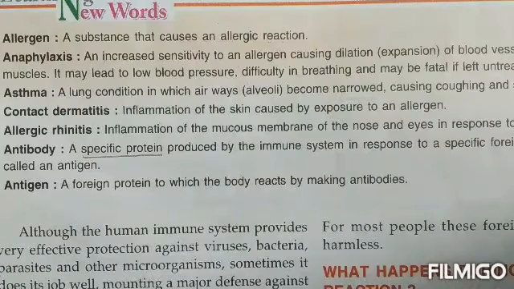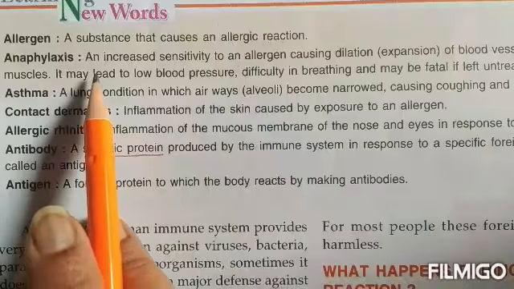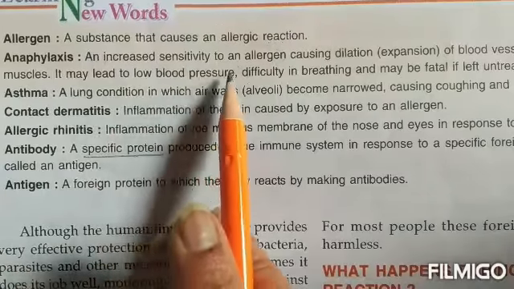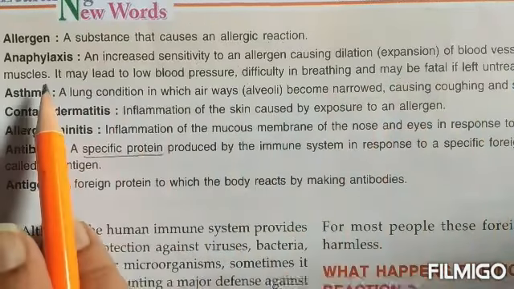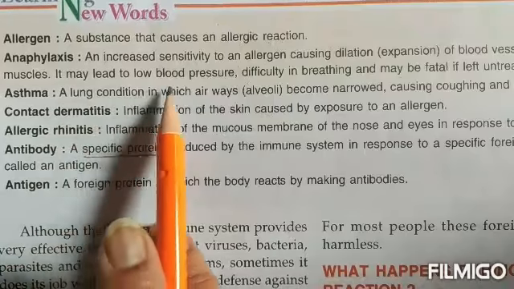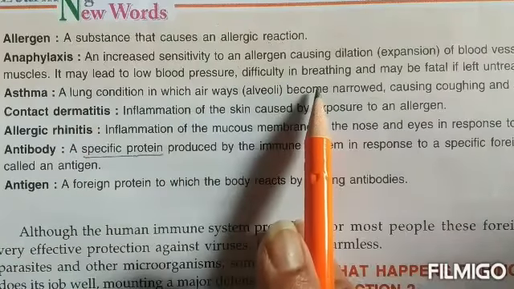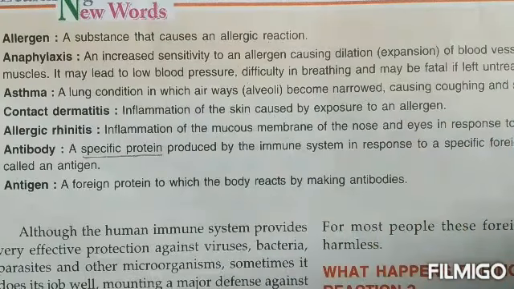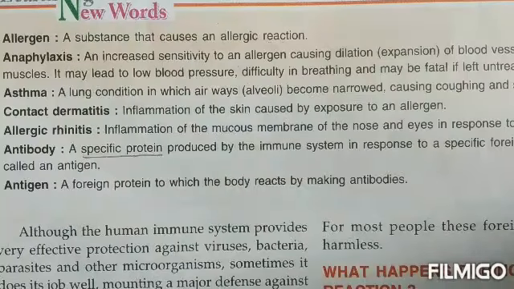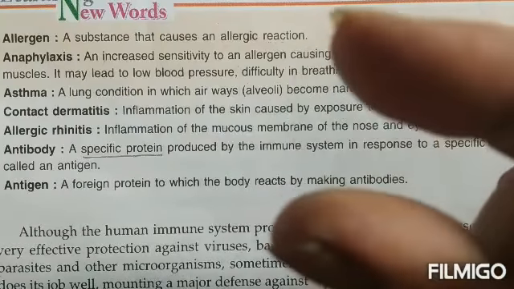Next is anaphylaxis. Now what is anaphylaxis? Let's see that. An increased sensitivity to an allergen that will cause dilation of the blood vessels and tightening of the muscles, which will lead to low blood pressure, difficulty in breathing, and at times can be fatal if left untreated. Now this means, children, this is such a condition in which due to the allergens that have gone inside a body, they cause the dilation of the blood vessels. Now blood vessels are, children, the vessels through which the blood moves in our body. Right, so they become dilated. That means they become expanded, they become bigger in size, right?